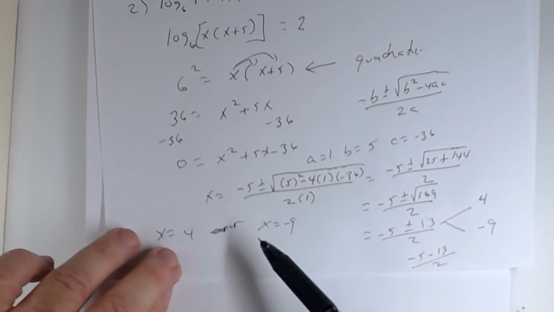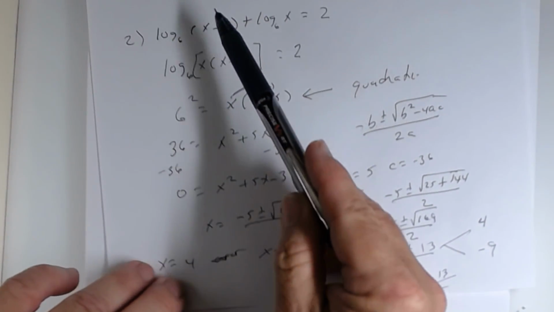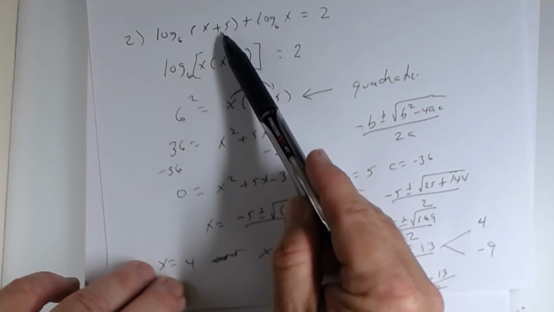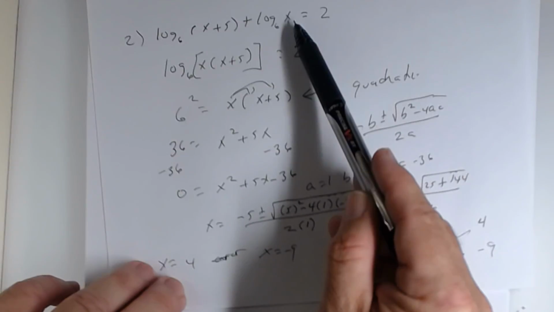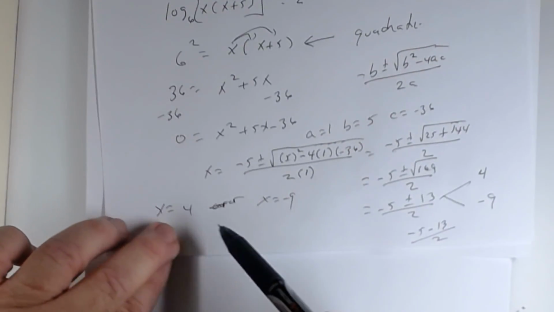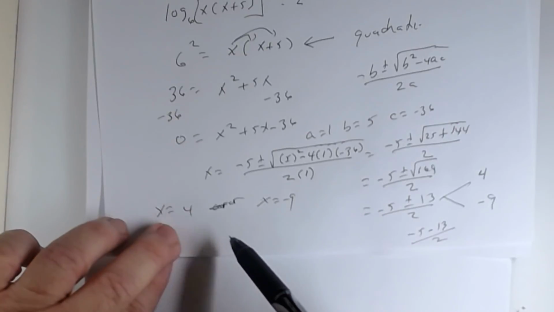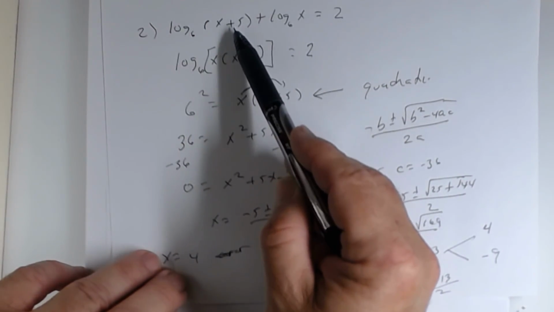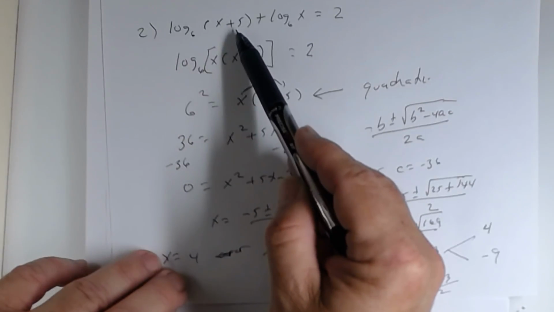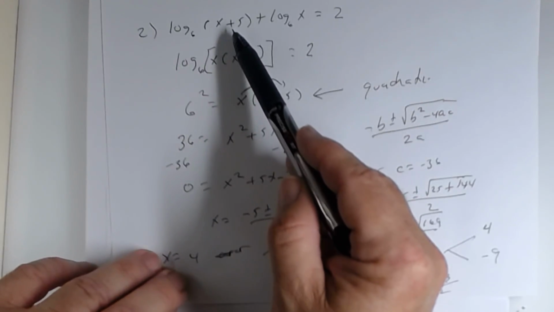So, for example, let's check 4. What's 4 plus 5? 9. Is that positive? Yes. This was just an x, right? So my argument here is 4. Is 4 positive? Yes. So 4 is good. 4 is going to be a solution. Let's check -9. What's -9 plus 5? Can I take the log of a negative number? No. If you take the log of a negative number on the calculator, you get an error.